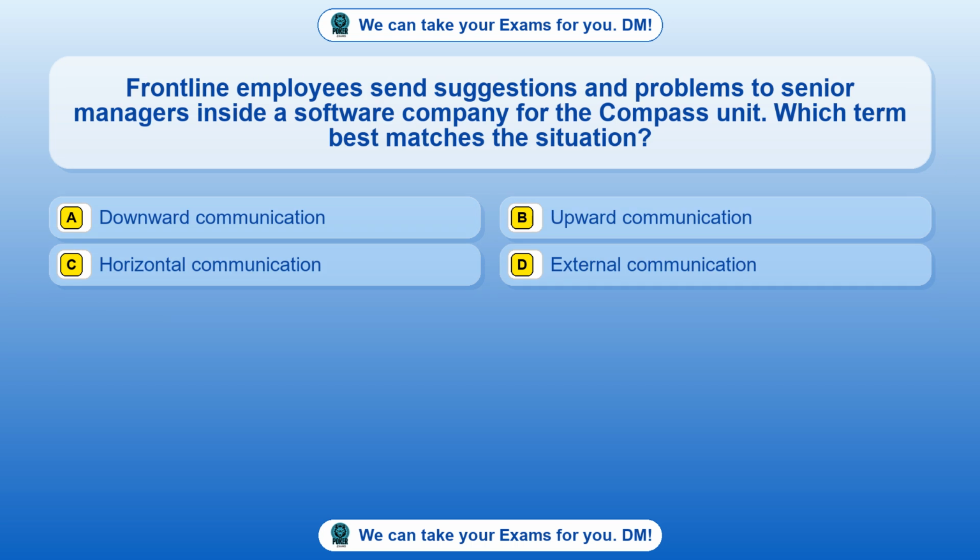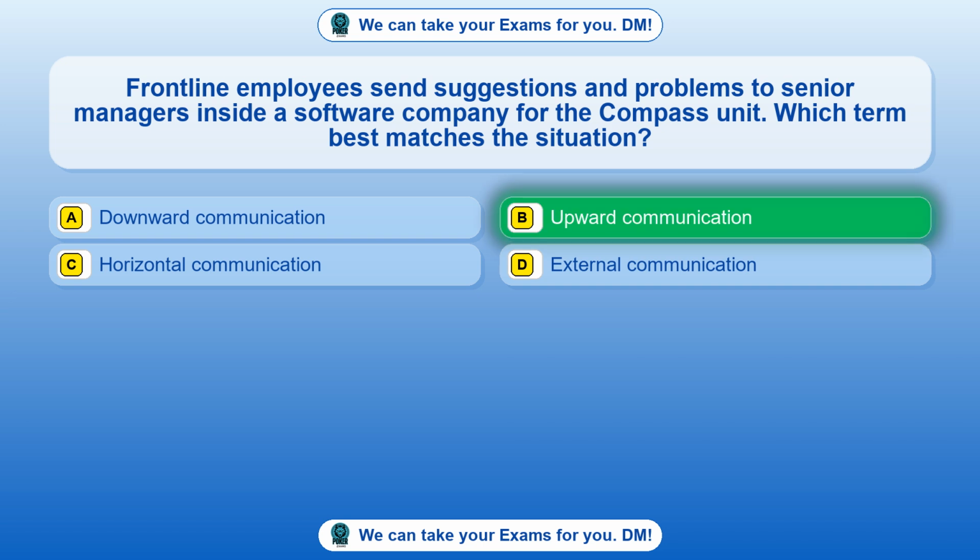Question 22. Frontline employees send suggestions and problems to senior managers inside a software company for the Compass unit. Which term best matches the situation? Option A, downward communication. Option B, upward communication. Option C, horizontal communication. Option D, external communication. The correct answer is option B, upward communication.